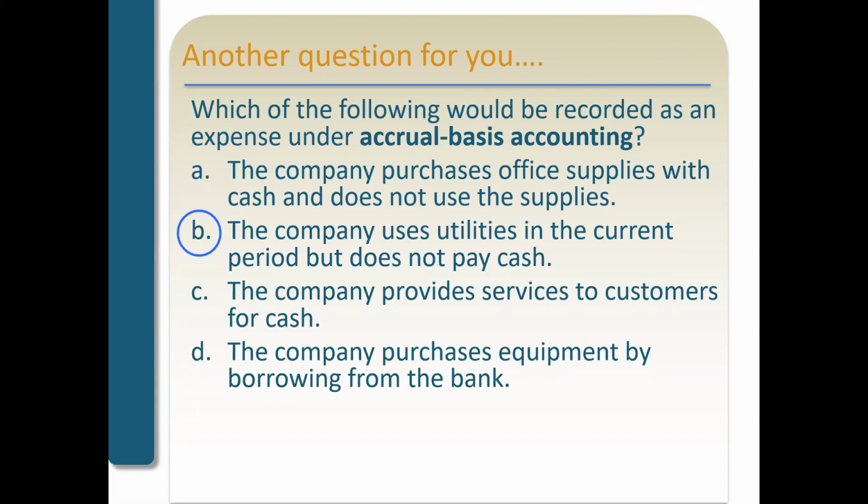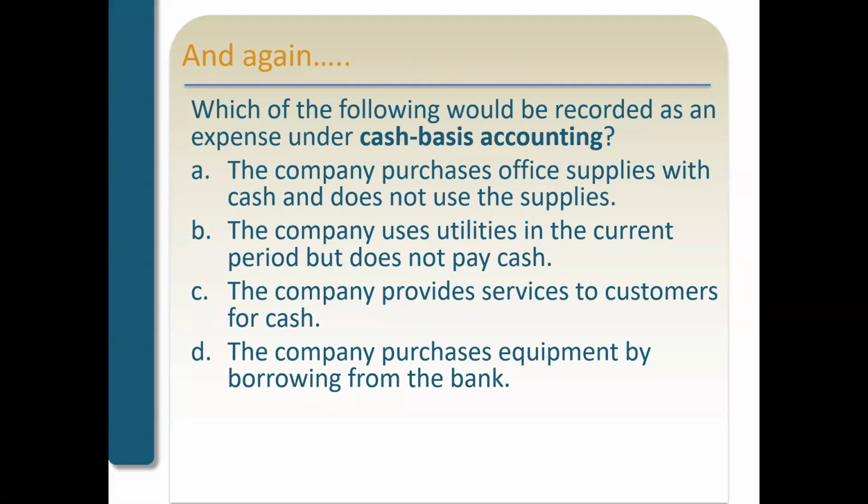Now, A, the company purchases office supplies with cash and does not use the supplies. That's an asset. We're not going to even expense it until we use them up. C, the company provides services to customers for cash. Is that an expense? No, that's revenue. That's why we don't use that one. And then the next one, the company purchases equipment by borrowing from a bank. Is that an expense? What is equipment? Asset. Asset. Asset, exactly.